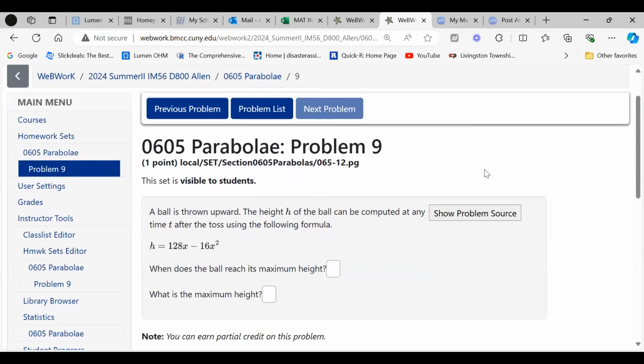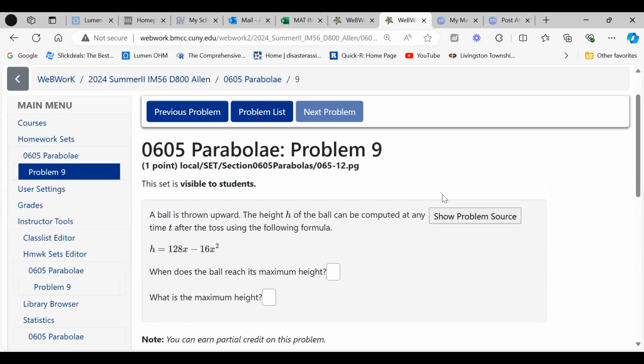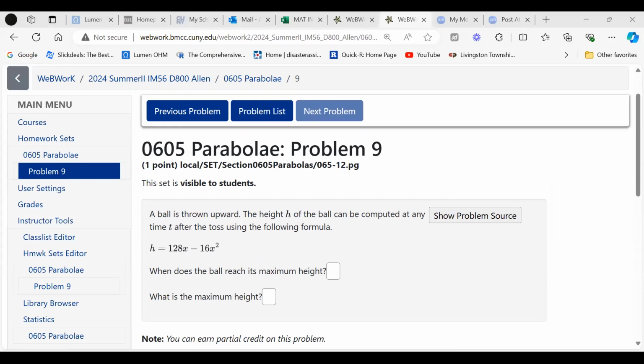And one last question. The ball is going upward. When does the ball reach the maximum height? This one has something to do with physics, so you guys don't have to do this. I'm just going to show you how to do this.